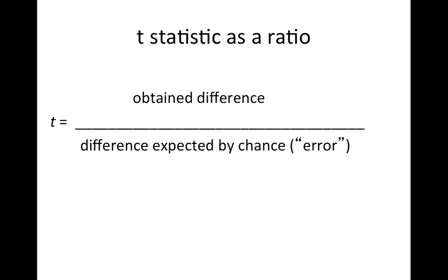A couple of lectures ago, I told you that the t-statistic is this ratio. Our numerator is an obtained difference, that is the difference between the means of the 2 samples. In the independent sample t-test, it's just the difference between the means. In the dependent sample t-test, it's the mean difference. Those wind up being the same. Then we put it over this error term, which we could call the difference expected by chance. So it's these 2 differences: one is the difference that we expect, one is the difference that we get.